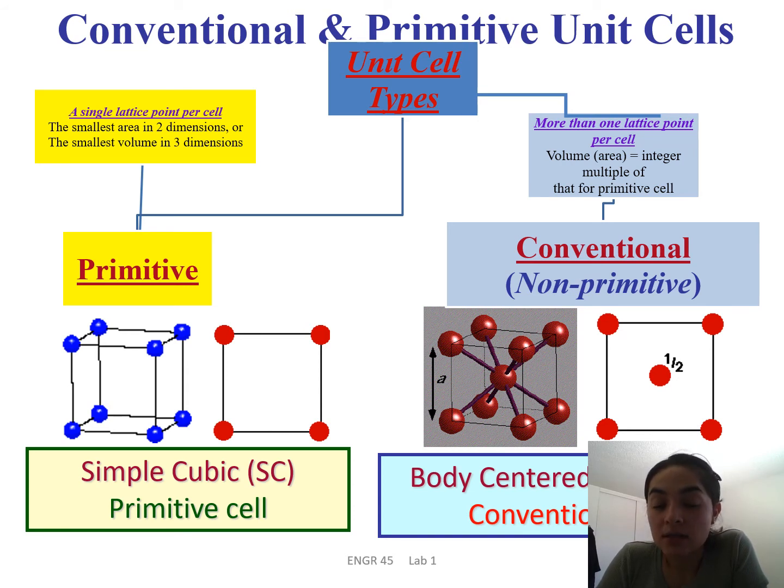And basically this is an example of a BCC, right? Its unit cell would not only include the atoms at each corner, but also account for the atom at the center, the body center. And so that would make it have more than one lattice point.